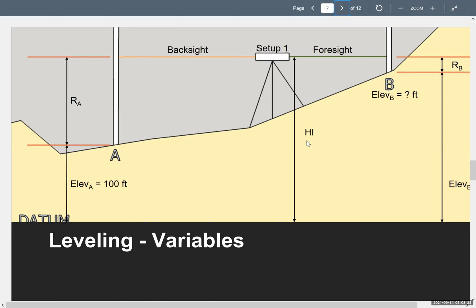Alan. So if I have the height of instrument and I just took the rod reading, the foresight, how can I get the elevation of B? Ellen? Sorry, can you repeat that? If we know the height of instrument and we just took a foresight, how could I calculate the elevation of B?